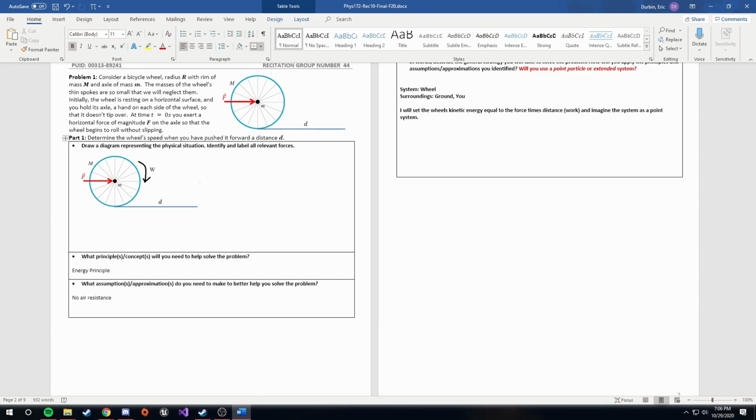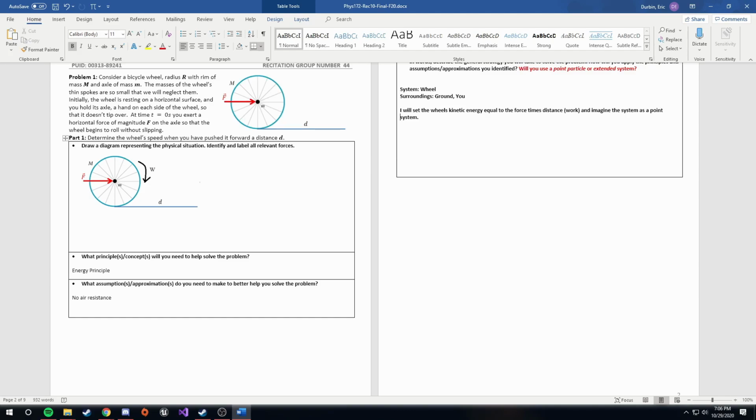Anyway, so I went ahead and drew a diagram. Took me a long time. Representing the situation. Put all the forces in. To solve this problem, I'm thinking energy principle. For sure, yes. And then assumptions, I just said no air resistance.